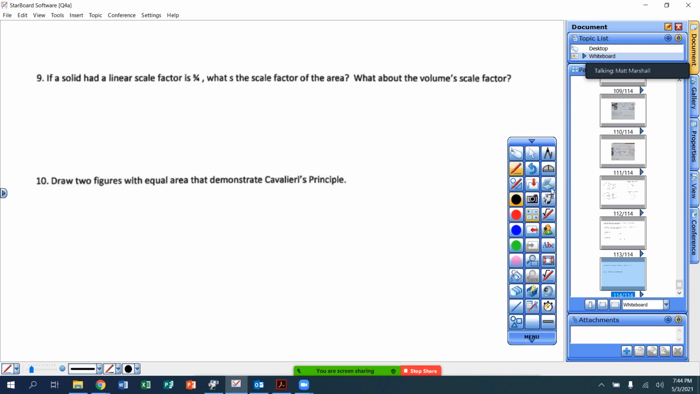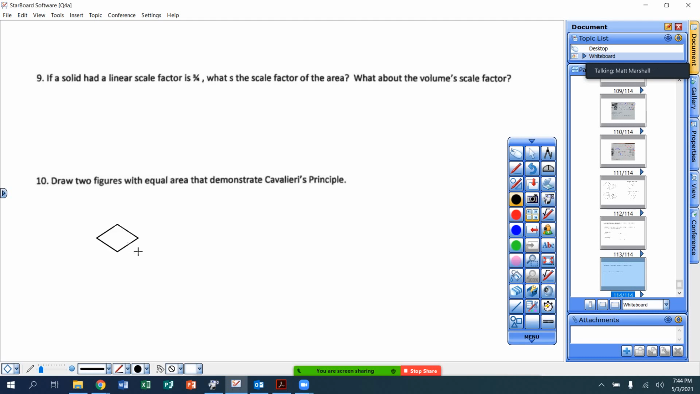So number 10 there, do you see that? Yes. You guys are working with what's called Cavalieri's principle or something like that? Yeah, I talked about it a while ago, but I kind of forgot what it means. Super duper easy. You ready? Yes. All right, it is about this.